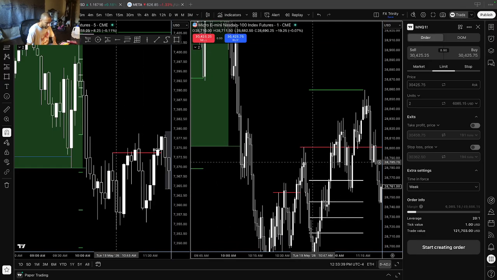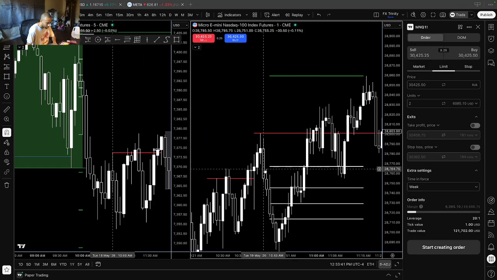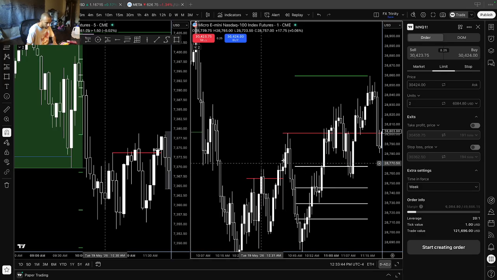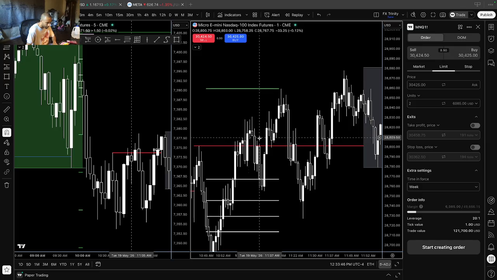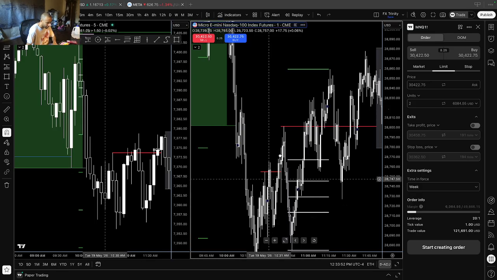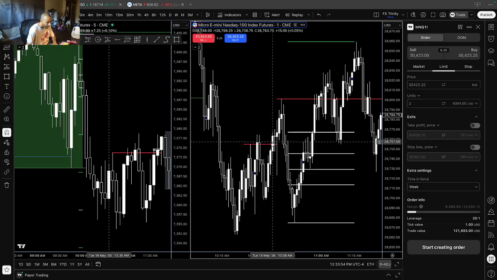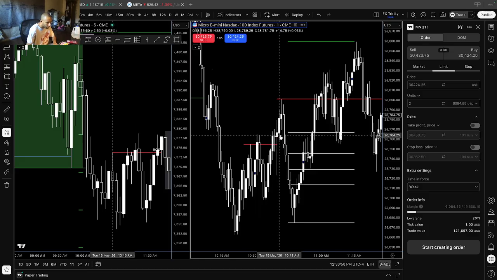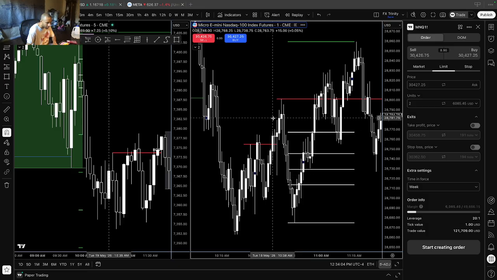Alright, so we get this 5-minute breaker structure, right? We get the pullback into equilibrium. Hold up, where's the weak ass 5-minute breaker structure? Alright, we get the weak ass 5-minute breaker structure. Then we get this pullback to equilibrium. And then we get this close over this.